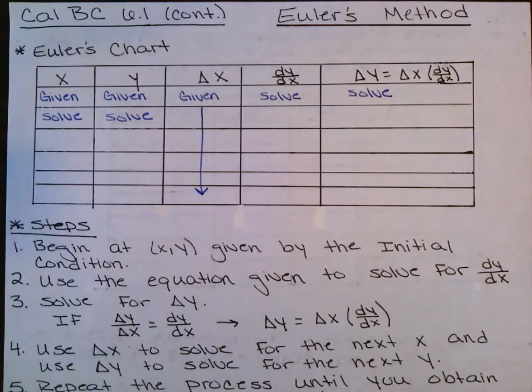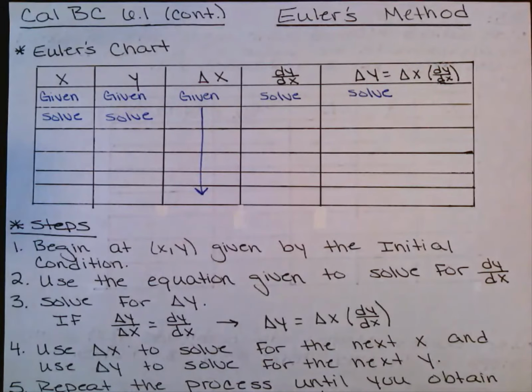Hey guys, this video is for Calculus BC and it's a continuation of 6.1. It is called Euler's method. So this man Euler created a method that would give an estimation of what a differential equation gives you. Again, a differential equation is just doing the antiderivative of a function that has both x's and y's.